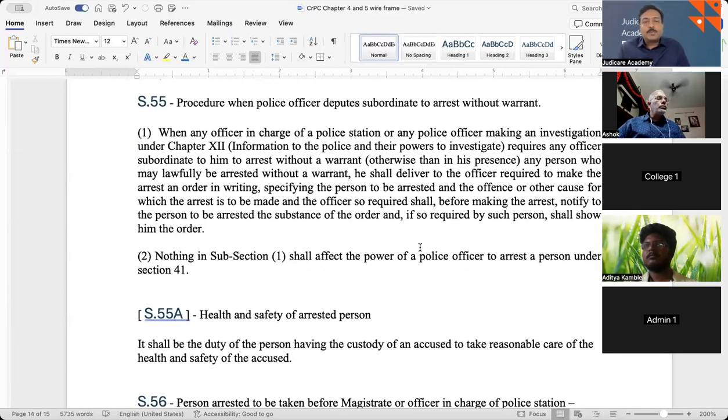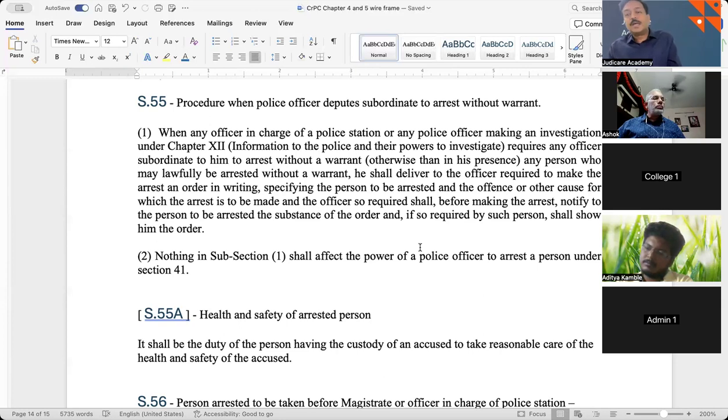Section 55 talks about the procedure when a police officer deputes subordinates to arrest without warrant. A police officer for some reason might need a junior officer to go and arrest during an investigation. This applies when an officer in charge of a police station or any police officer making an investigation under Chapter 12 requires an officer subordinate to him to arrest without a warrant. Chapter 12 is what? Information to the police and their powers to investigate.